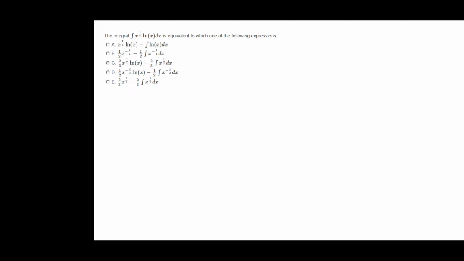Okay, this question is asking us to determine which expression is equivalent to the integral that's given. We're asked the integral of x to the power 1/2 times ln of x. And if you look at the structure of each of these, they're all a function plus or minus another integral. So what's being done here is that we're going to use integration by parts, IBP, to transform the integral.